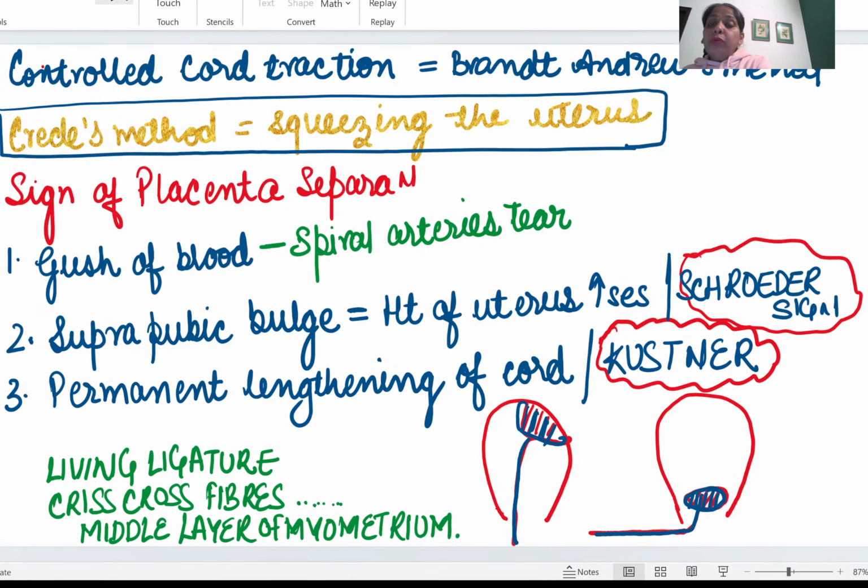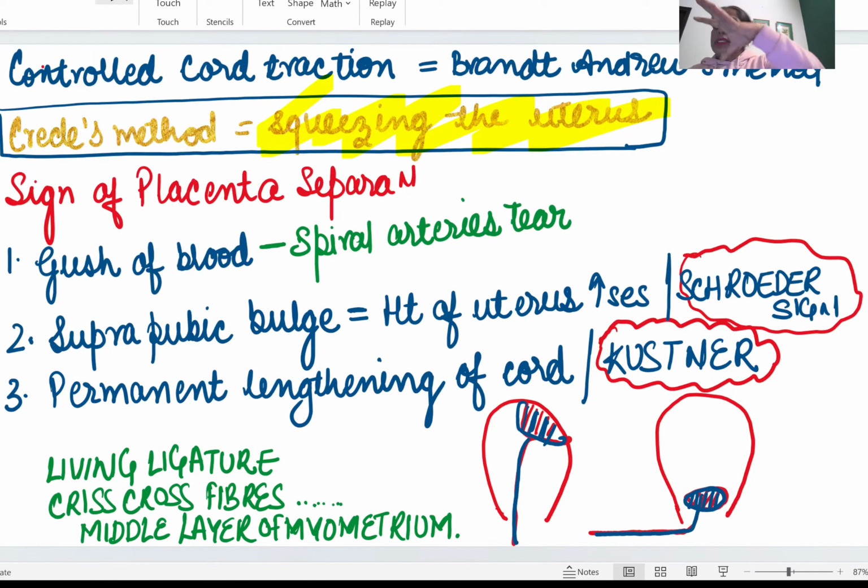Now, we have studied controlled cord traction, the Brandt-Andrews method. There is another method, which is Crede's method. What we do in Crede's method is squeeze the uterus. In the last NEET PG exam it was asked as one of the options, so I have written it here so that you don't get confused by seeing that option. It is an obsolete method, it's not practiced.